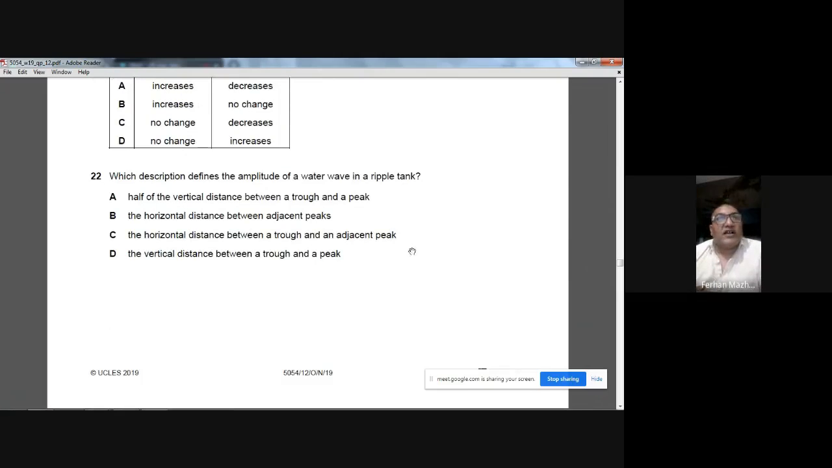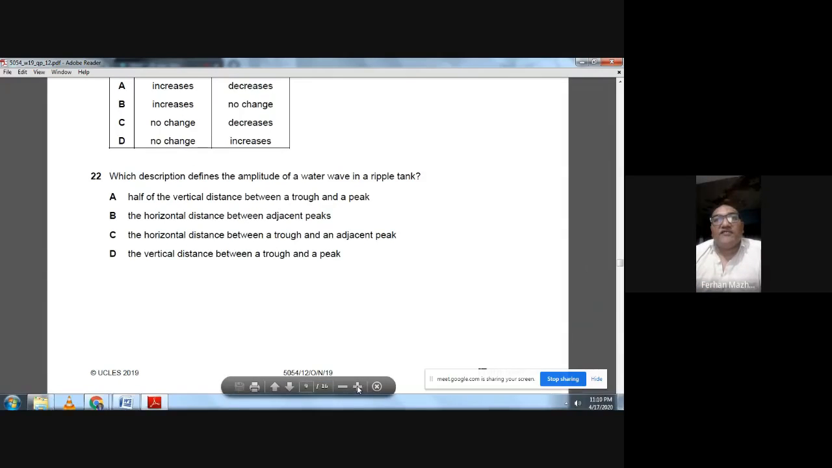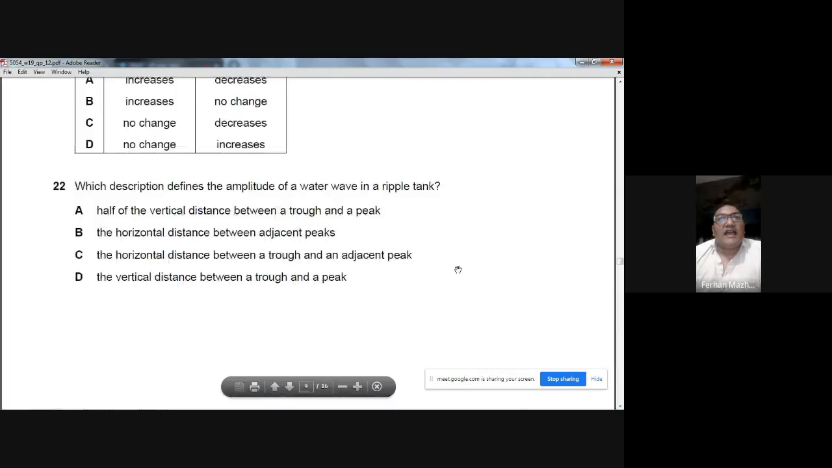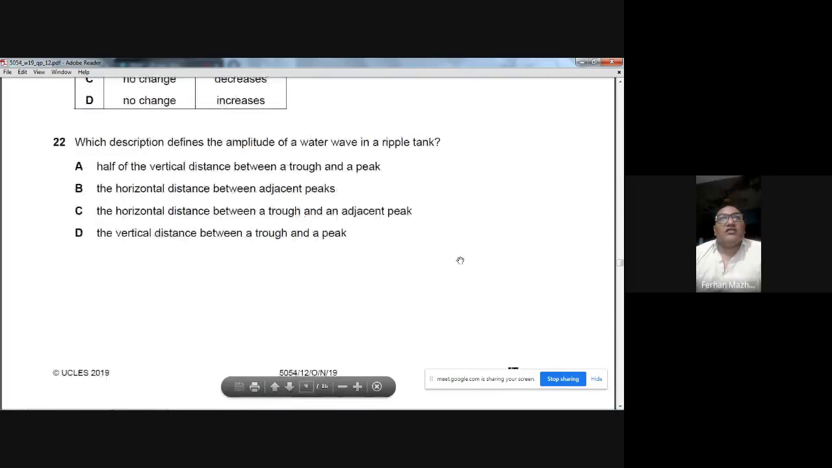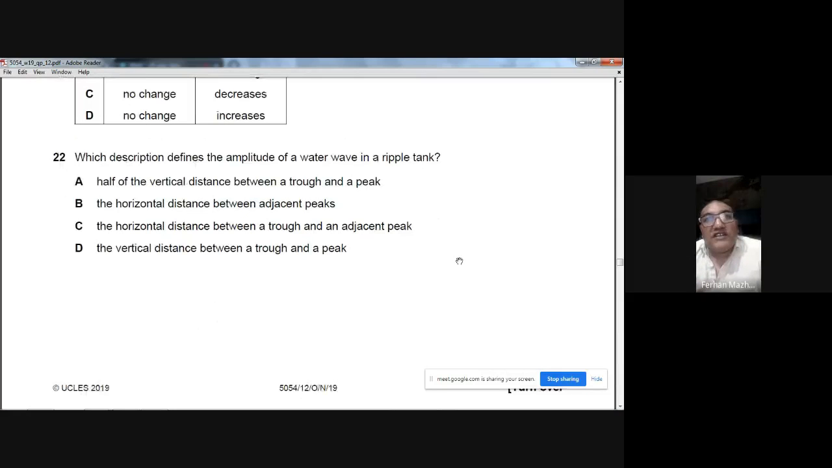It says, which description defines the amplitude of a water wave in a ripple tank? It's half of the vertical distance between a trough and a peak. That's true. The horizontal distance between adjacent peaks, no, it's not a horizontal distance. The vertical distance between trough and peak, no, not from the trough to the peak.